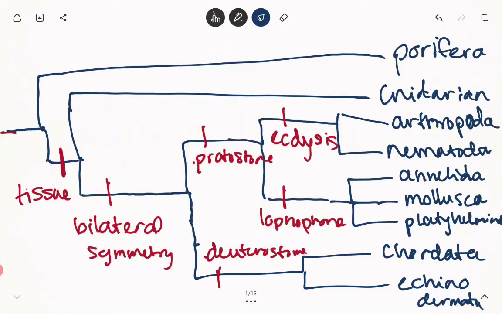So that's our general overview of how we break up our animal phyla and kind of a look at our phylogeny and how they're related to each other. And I hope that was helpful.